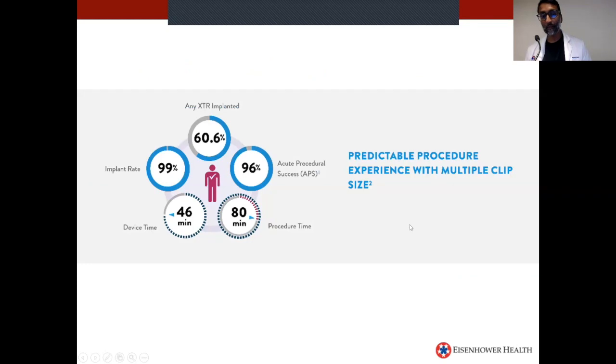Now, as we get better with the clip, so is our procedural success rate. Our implant rate is about 99%. What does that mean? If you're getting to the table, you're doing the procedure, 99% of the time we're able to place a clip. There's a 1% time we go in, we think we can place a clip, but we aren't able to place the clip.